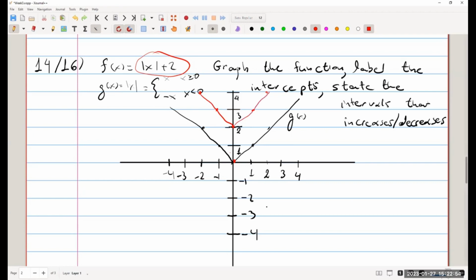Now about the intercept, we see that this function, the one that I graphed with red, the f of x, does not cross the x-axis, and hence it doesn't have an x-intercept, but it does have a y-intercept at the point (0, 2).